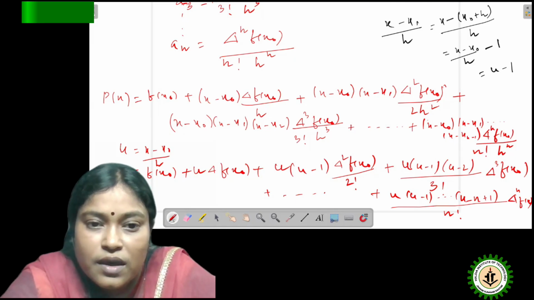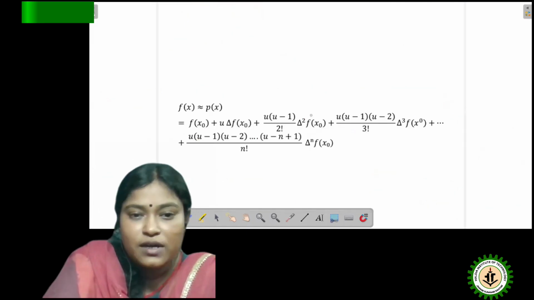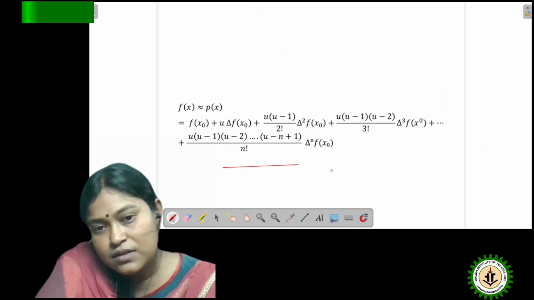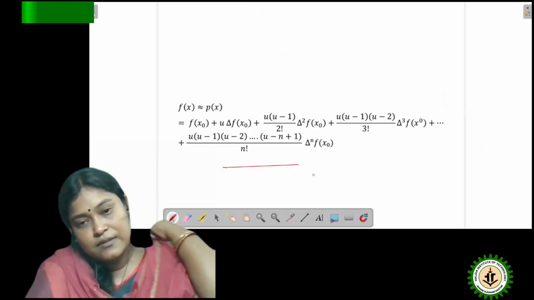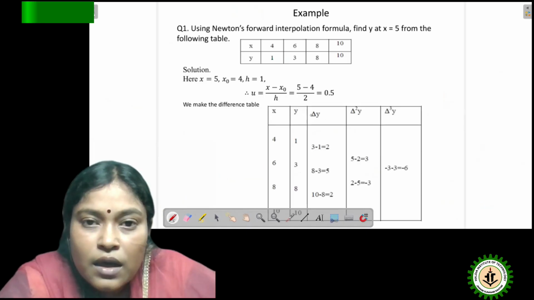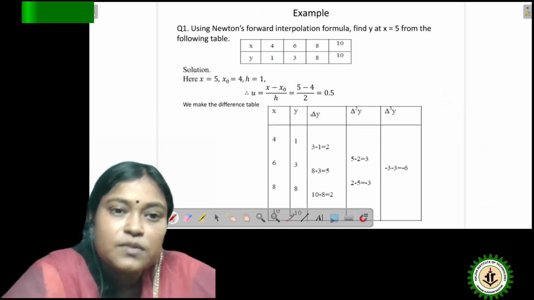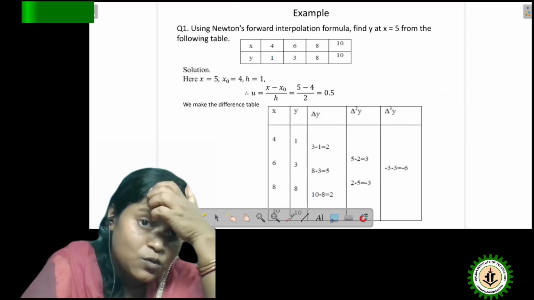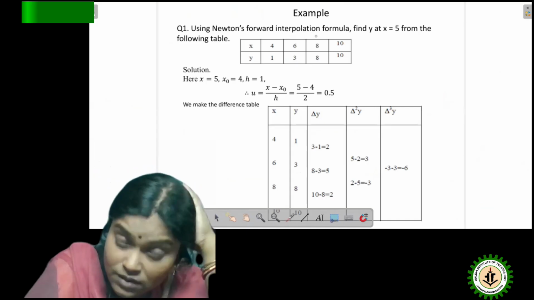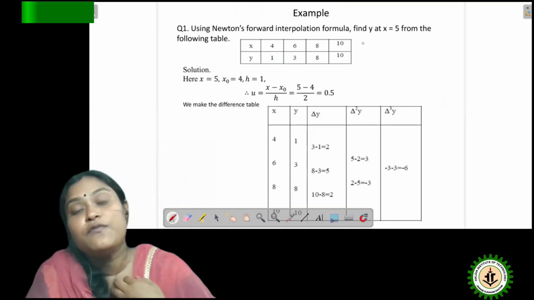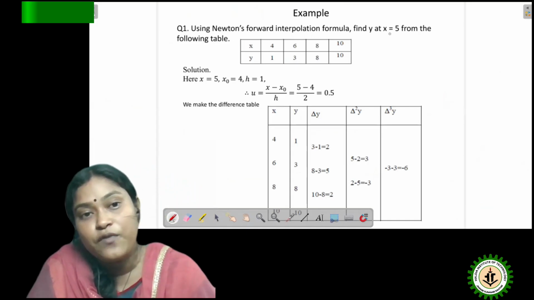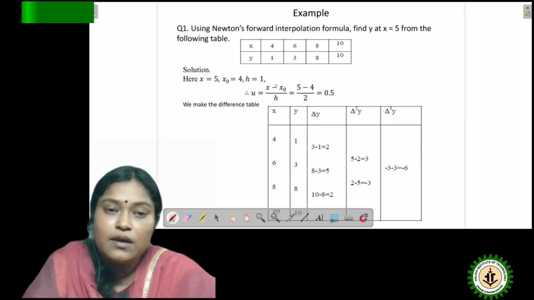So here this is the formula, as I derived it. The same thing here it is. This is the formula. Now we will do one problem. The first problem is: using Newton's forward interpolation formula, find y at x equals 5 from the following table.